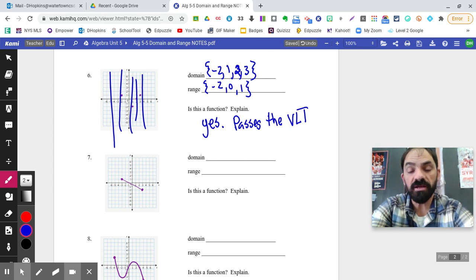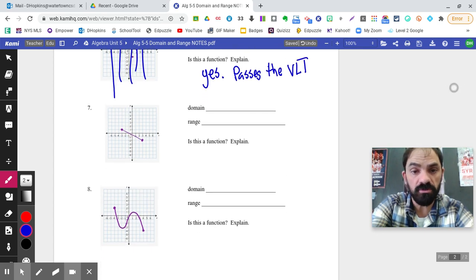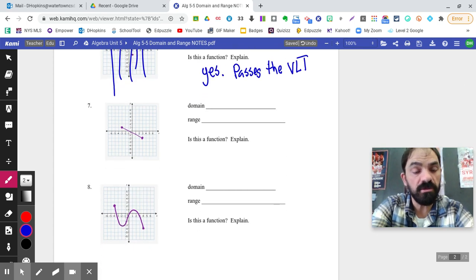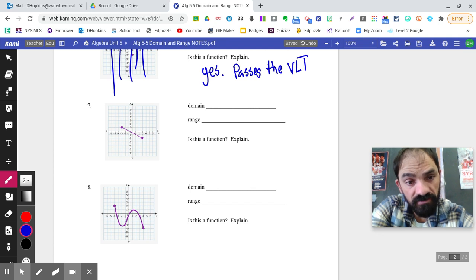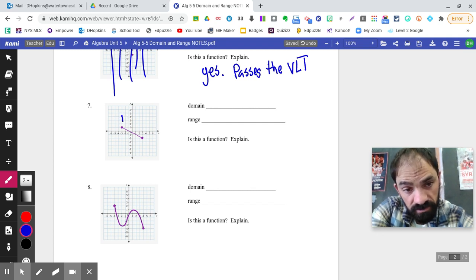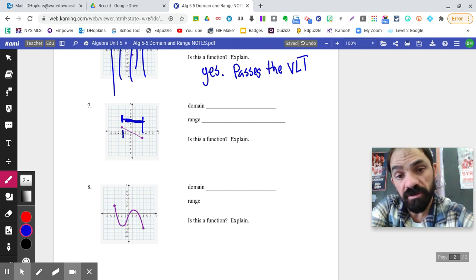Please do not abbreviate on the test or the quiz. I did do that there, but you know what the VLT is now. Okay, the domain. This is getting harder. Domain is how far left and right it goes. It's the x value. So it goes as far left as -3, goes as far right as +3, and it's everything in between. So -3 to +3.